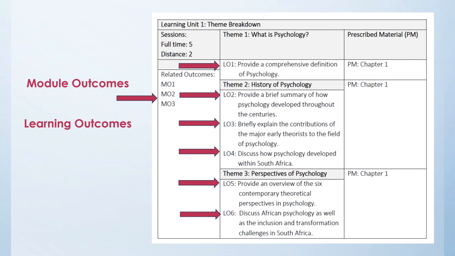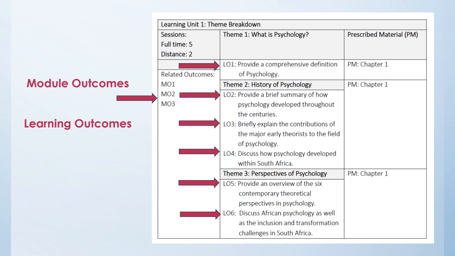Each learning unit is broken down into themes, and the themes have different learning outcomes. For example, our first learning outcome is that we need to be able to provide a comprehensive definition of psychology, which hopefully by the end of the session you will be able to do. So you can tick a box, okay? You need to be able to provide a brief description of how psychology developed through the ages. You need to explain the contributions of some of the major early theorists, but remember this is just a high-level approach. We don't need too much detail at this point.